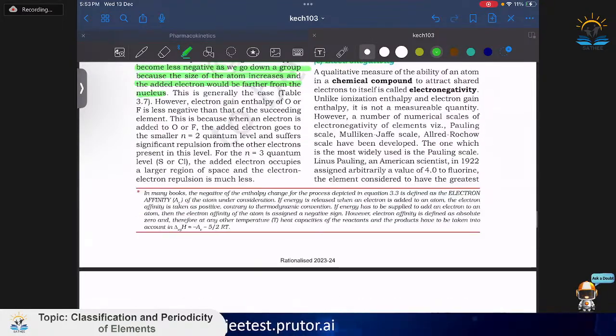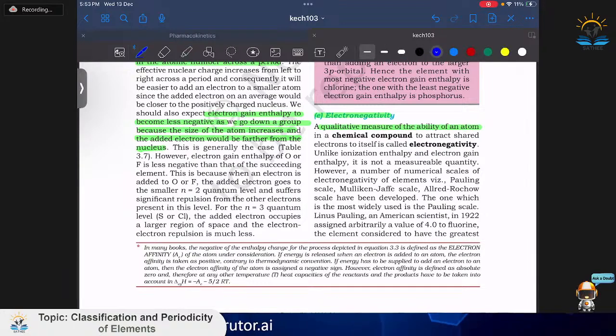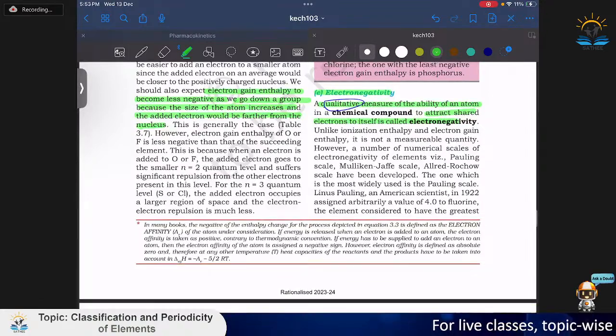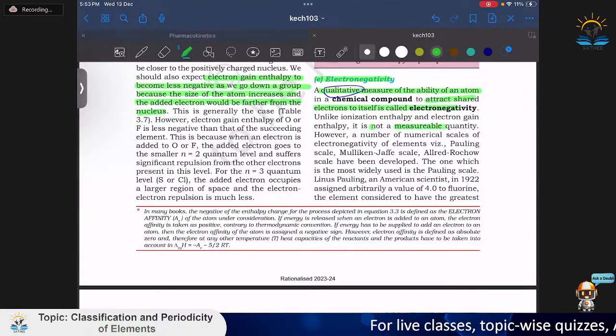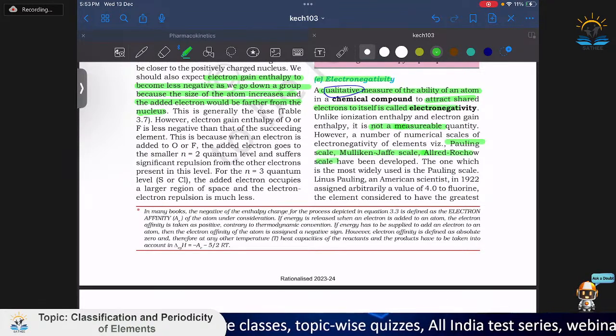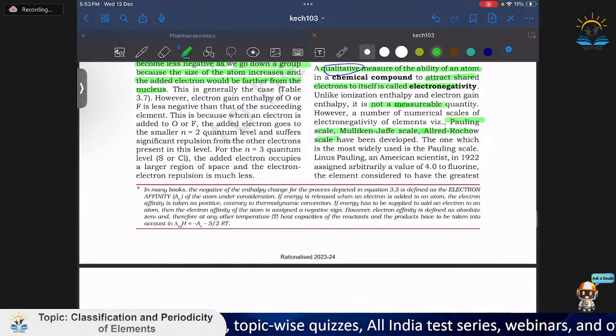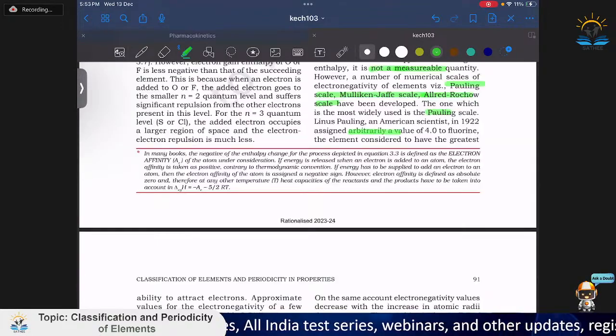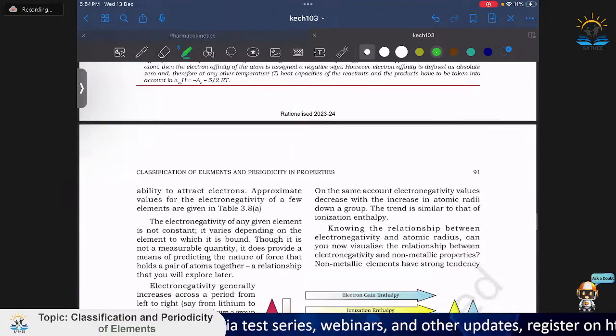What is electronegativity? It is a qualitative measure. It is not quantitative. Actually, we do assign values to the elements for electronegativity, but it is a qualitative measure of the ability to attract shared electrons to itself. It is not a measurable quantity. We just assign a numerical value. For example, there are scales: Pauling scale, Mulliken-Jaffe scale, Allred-Rochow scale. Now, the Pauling scale is widely used, and here an arbitrary value of 4 is assigned to fluorine, because fluorine is the most electronegative element out there, right?